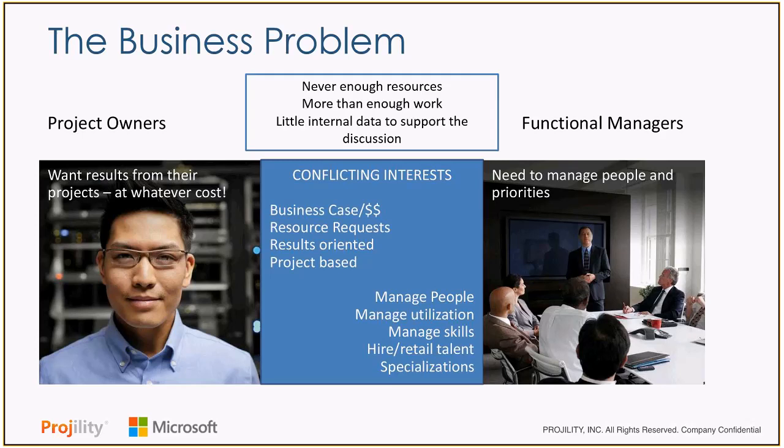So if you look across it, the key that we have, and the one big challenge, is we never have enough people. We have lots and lots of work. We have lots of projects. We have lots of stakeholders on the left looking for results, and lots of functional managers on the right saying, hey, I may not have the people to support that. And key is there's very little internal data and systems to support this discussion. So what we're going to talk about for the rest of this is how organizations can go about leveraging some of the Microsoft technology to address this key business challenge.